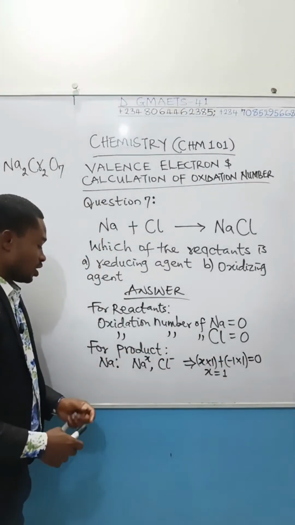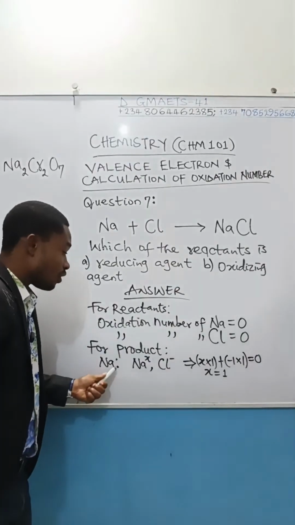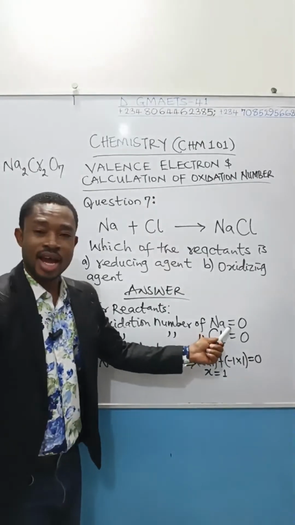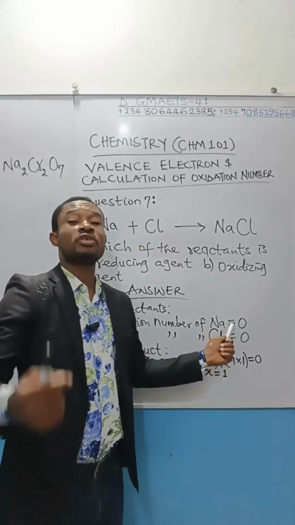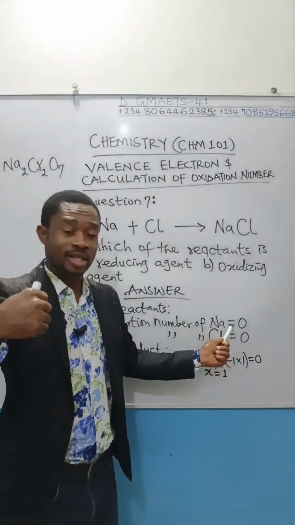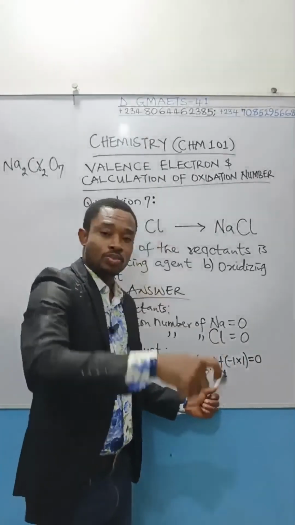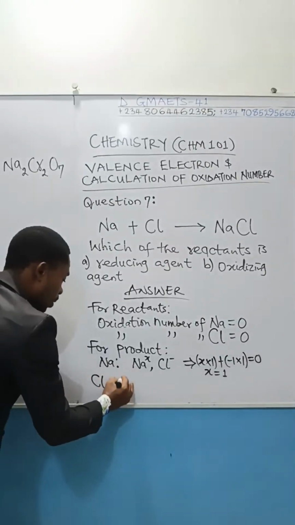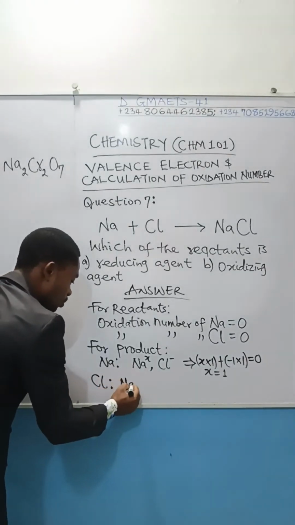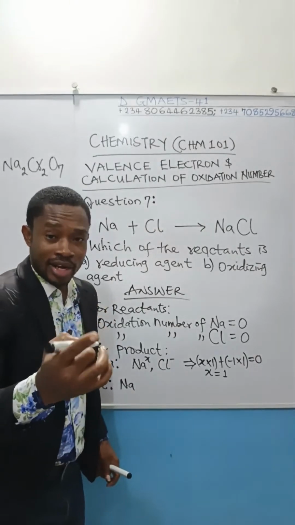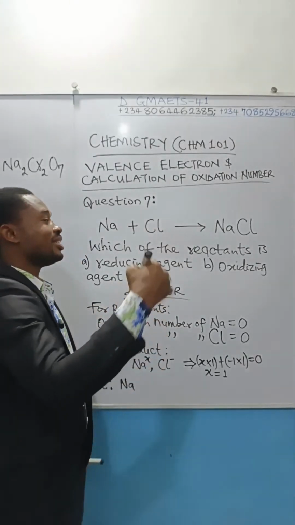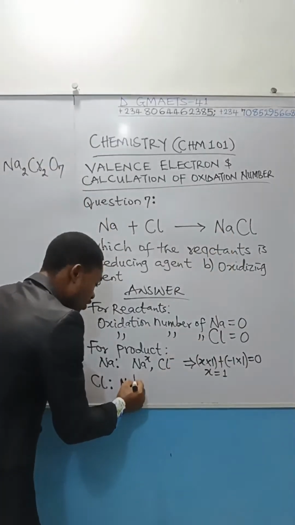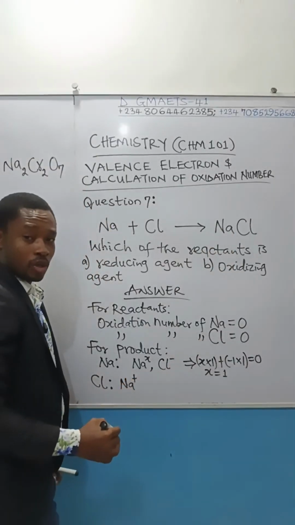Do you observe something here? The oxidation number of sodium for the product is +1, which means it increased. The oxidation number of sodium increased from 0 in the reactant to +1 in the product. Let us check for chlorine. We are calculating for chlorine now. In this case, we are going to indicate the valency of sodium. The valency of sodium is +1.